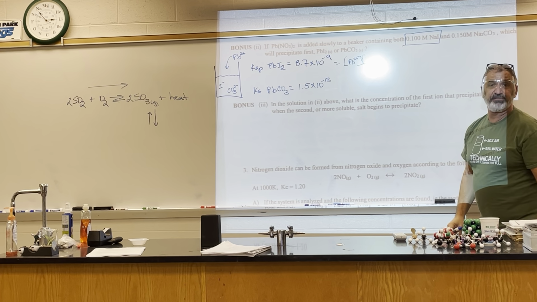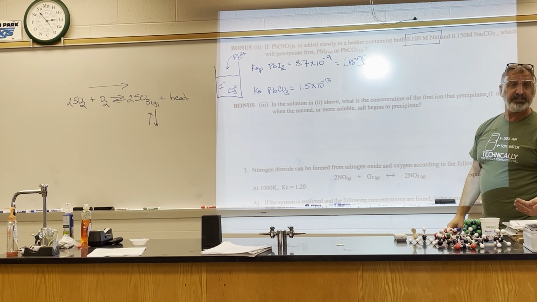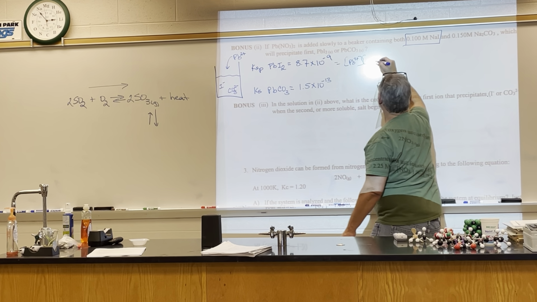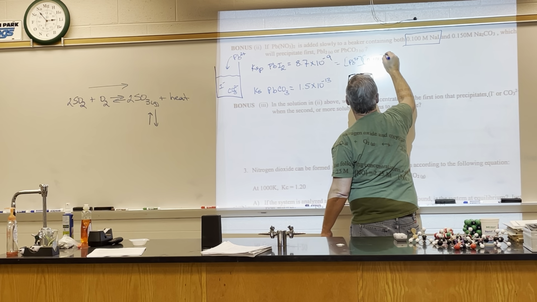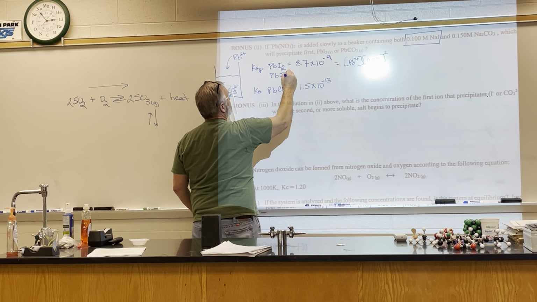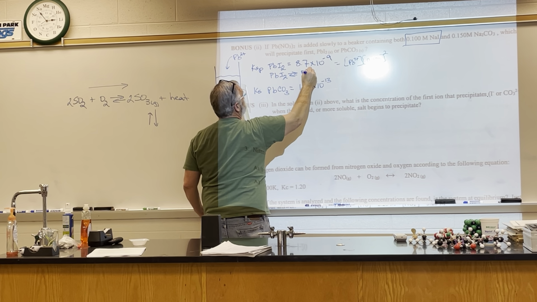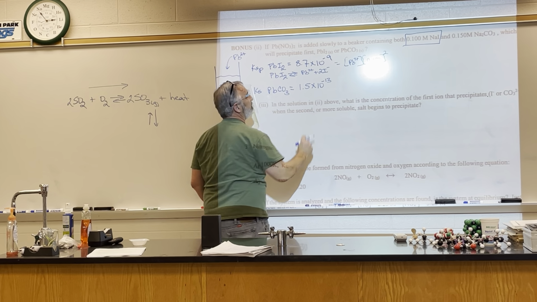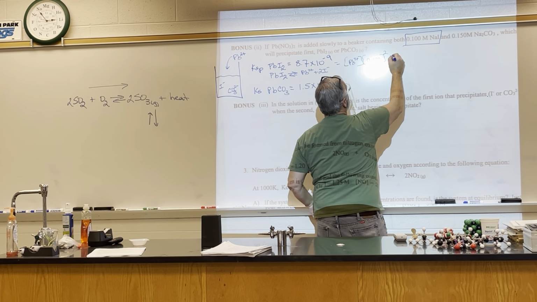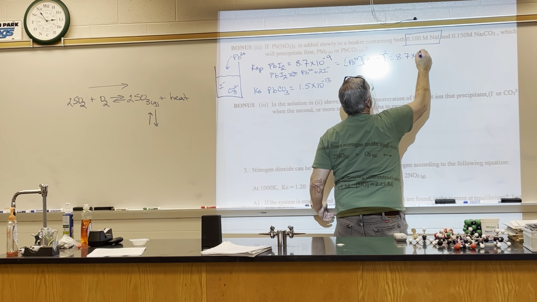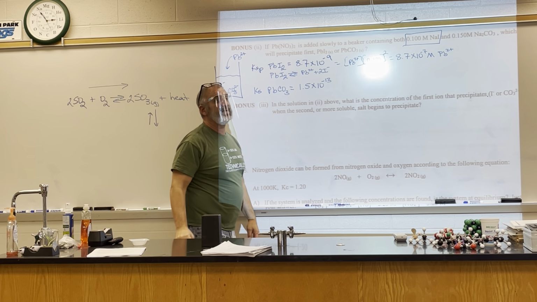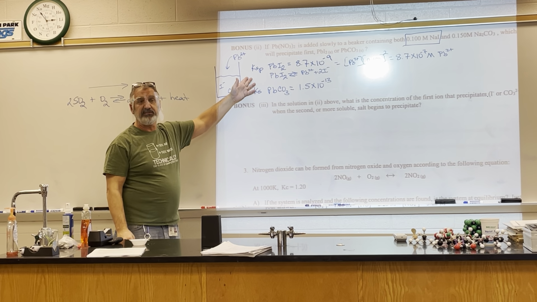That's where my iodine is coming from. The iodine is not coming from the PbI2. The iodine is coming from sodium iodide, so we don't multiply by 2. But the iodine concentration is 0.1. But because it's Pb2+ plus 2 I-, we got to square that. So then it's just going to be divided by this, so it's going to equal 8.7 times 10 to the minus 7. That's the concentration of lead that's going to cause the PbI2 to precipitate out.